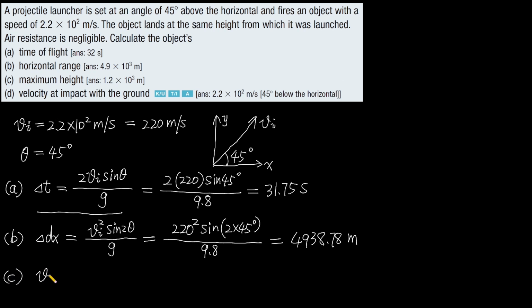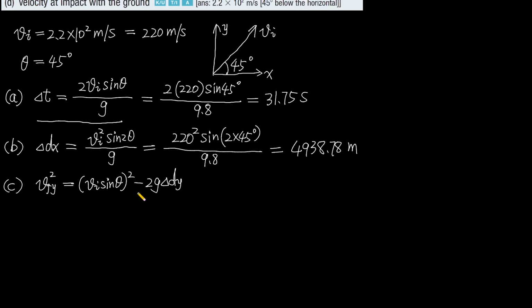Now C, its maximum height. We know this formula, the final vertical velocity squared equals the initial velocity multiplied by sine theta, squared, minus 2 multiplied by acceleration g multiplied by the vertical displacement. From this formula, we can get the vertical displacement just equals the initial velocity multiplied by sine theta, squared, minus the final vertical velocity squared, divided by 2 multiplied by acceleration g.